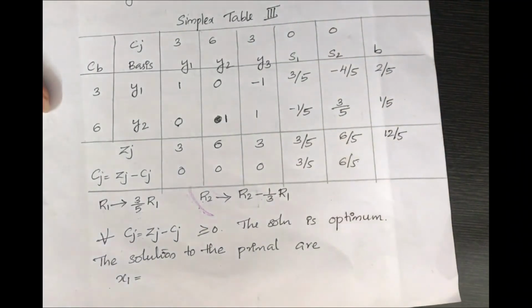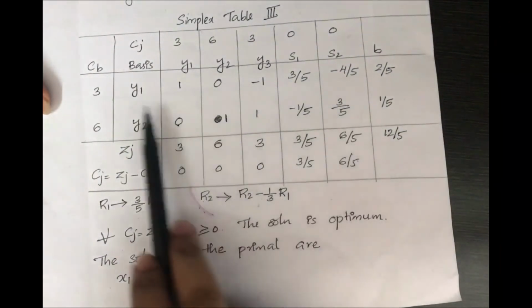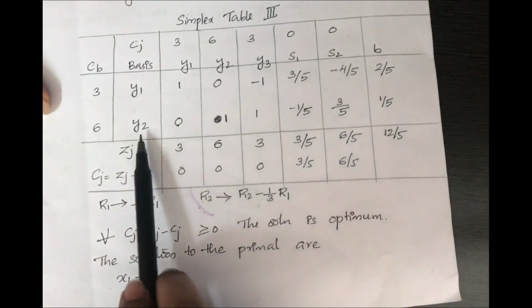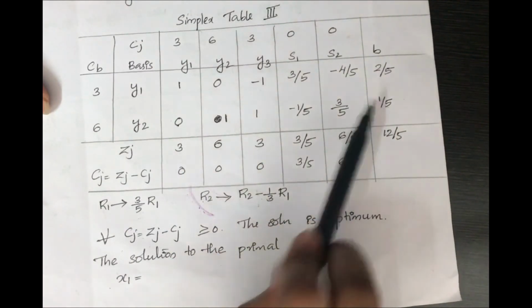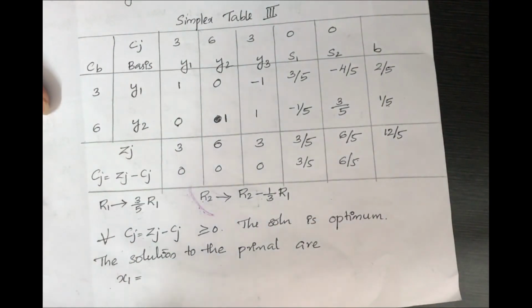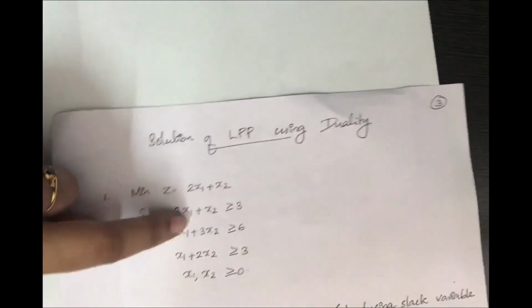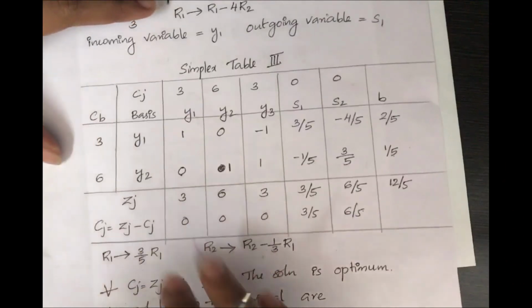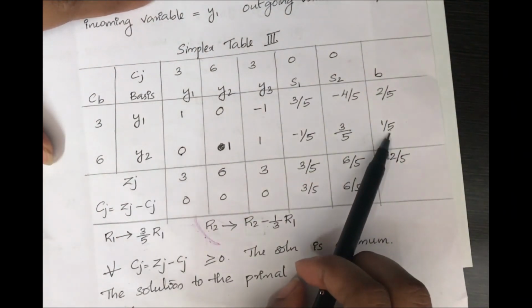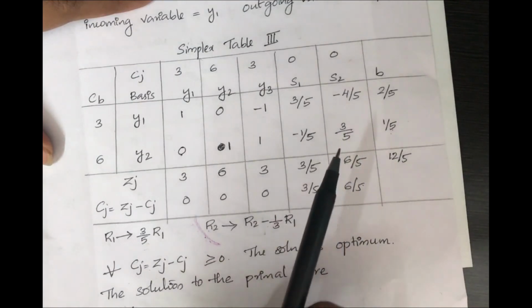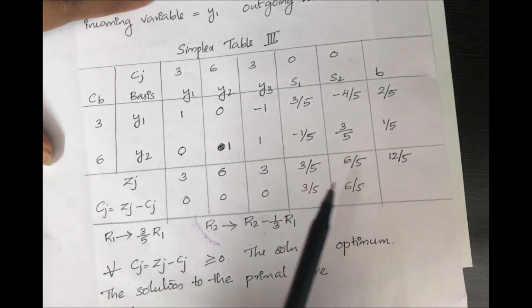So here we get the solution y1 equal to 2 by 5 and y2 equal to 1 by 5. What was the question? What are x1 and x2? Am I right? The question was given in x terms. We get the values of y only, y1 equal to 2 by 5 and y2 equal to 1 by 5. But we will have the values of x1 and x2 from this table itself.